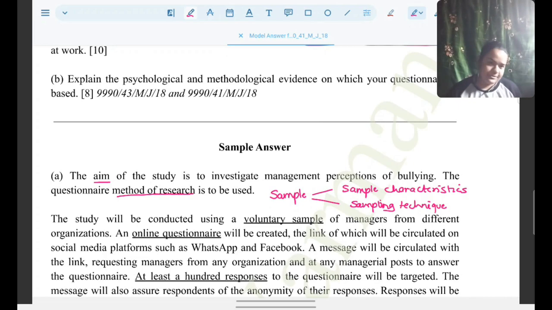I have selected a voluntary sample. It's suitable to my method. So here you can see I have mentioned that it's going to be a voluntary sample. Sampling technique is clearly specified here.